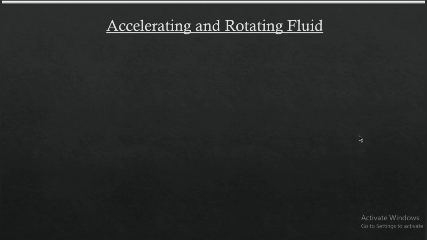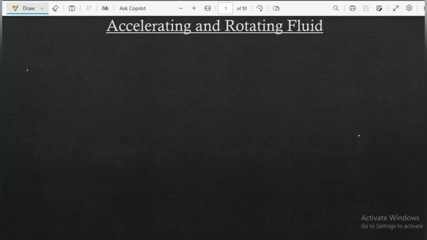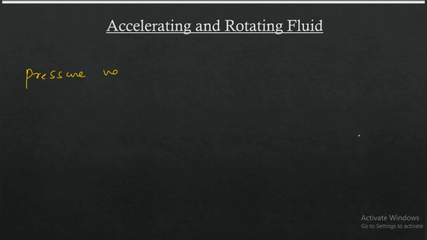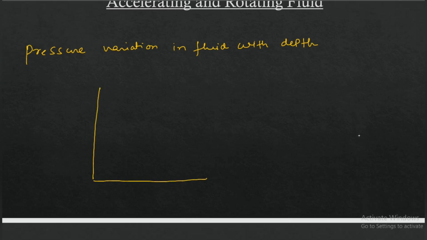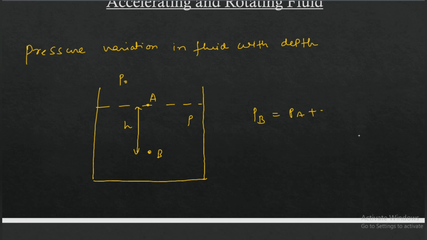So first of all, we have to see the pressure variation in a fluid with depth. You must be knowing this: let's say there is a container and it contains some fluid which has a density of rho. This is point A and this is point B, and the depth of point B is h. Atmospheric pressure is P naught. So you must be knowing that PB equals PA plus rho g h, where g is the acceleration due to gravity, right?